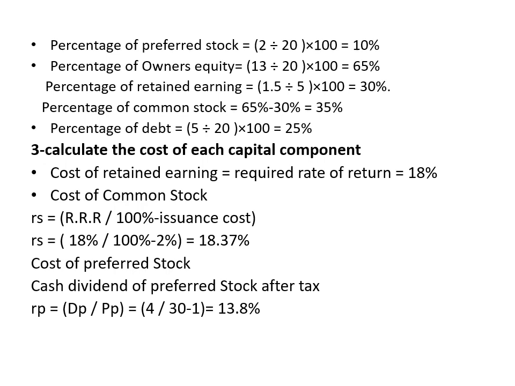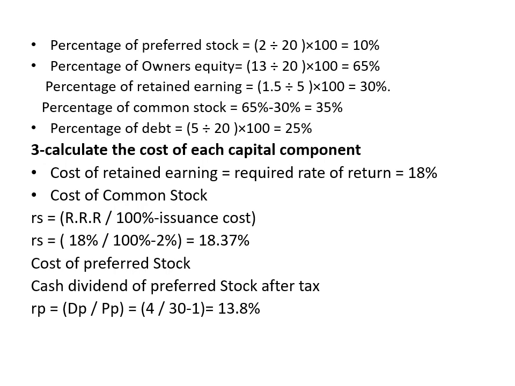35%, which is for common stock. The percentage of debt will be from the balance sheet, the loans, 5 divided by 20, which will be equal to 25%. So the 4 ratios for the 4 components which form the capital structure are 10% preferred stock, 30% for retained earnings, 35% for common stock, and 25% for debt.